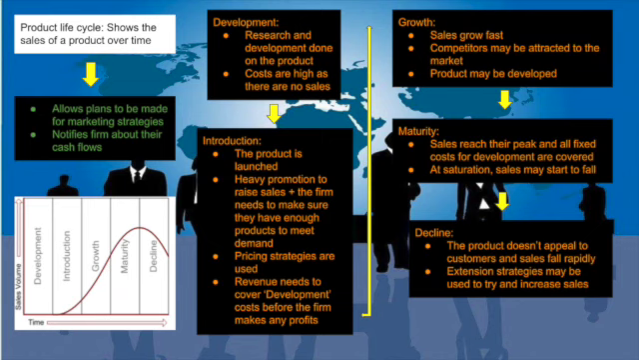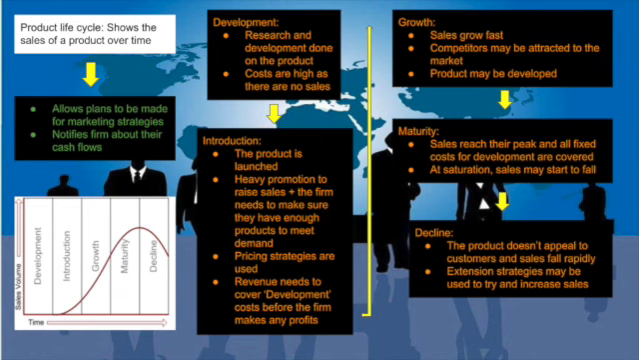This is when sales grow fast. There's lots of demand for it, and now competitors may be attracted to the market. Also, products may be developed, adding new features, etc. After this, you have the maturity stage. This is when sales reach their peak, which means the highest point now. All fixed costs are hopefully covered and they're making profits now, and eventually it may start to fall.